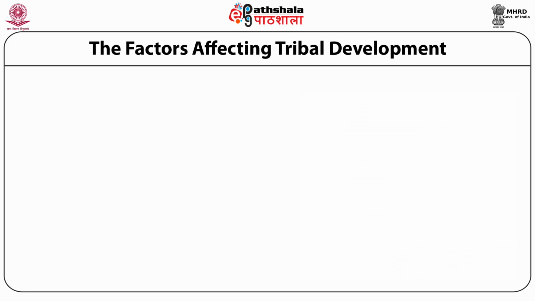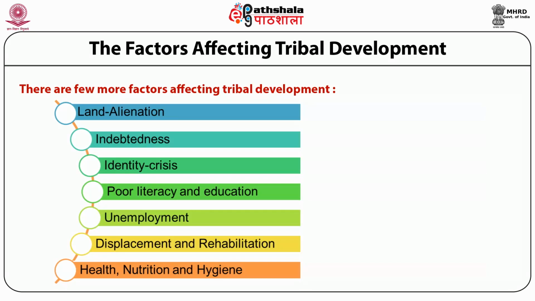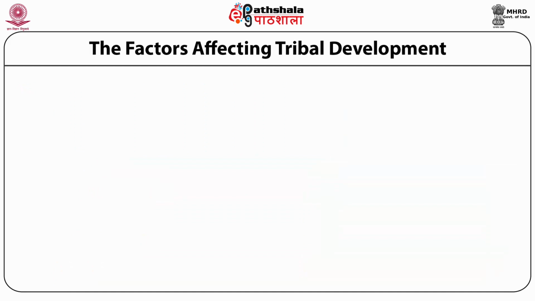As I discussed earlier, apart from those factors, there are a few more factors affecting tribal development. That is land alienation, indebtedness, identity crisis, poor literacy and education, unemployment, displacement and rehabilitation, health, nutrition, and hygiene. Now we'll discuss the factors affecting tribal development, beginning with land alienation.